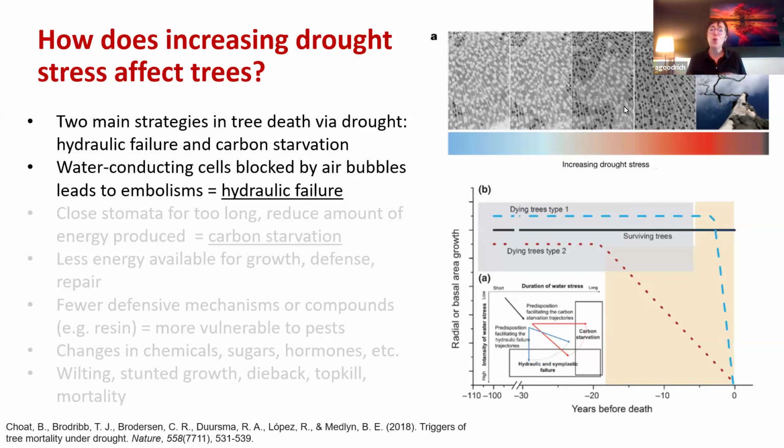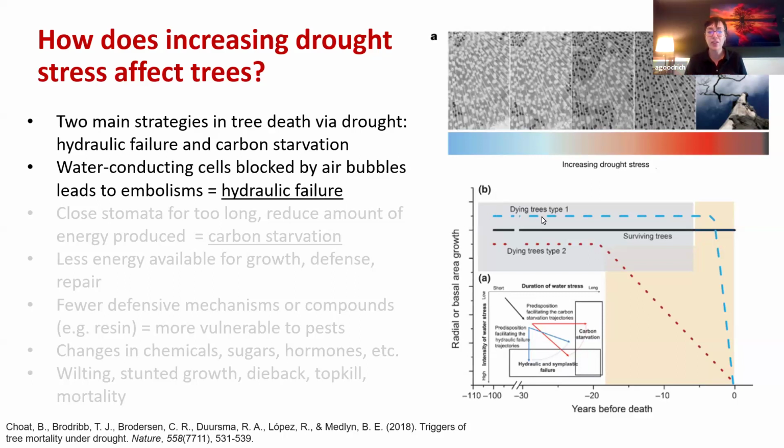So eventually no more water is going to be moving up the xylem anymore. And that's when you start to get branch death and top kill and things like that. So that's hydraulic failure. And that's what we're seeing with these trees in the graph on the lower right. Those are the dying trees type 1, so that blue dotted line there.